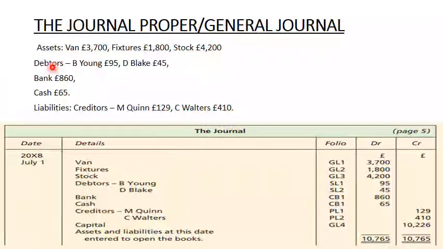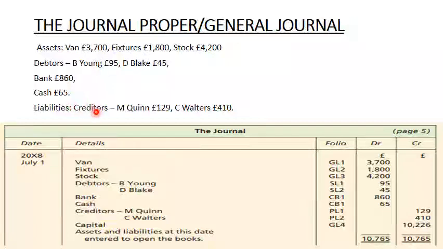Assets are always going to be debited. I mean all types of assets, from fixed assets, debtors, bank, cash, they are going to be debited. So vans, fixtures, stock, all debited. Debtors, which are two, B Young and D Block, all debited. Bank and cash are all going to the debit side. So all the assets, all the debtors, bank and cash have gone to the debit side.